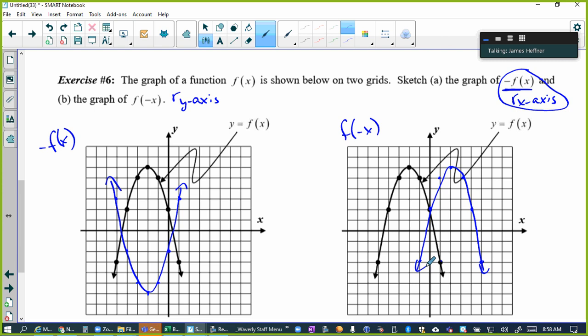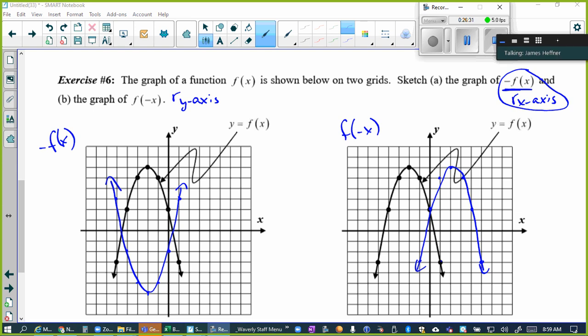So that's it. So then we've talked about shifting left and right. There's one little trick, like if we go back to 7-1, the trick to the left and right is it's the opposite of the sign. And then with reflecting, you're multiplying by -1, you just have to know which one reflects in the x-axis and which one reflects in the y-axis. So does anybody have any questions on any of this?